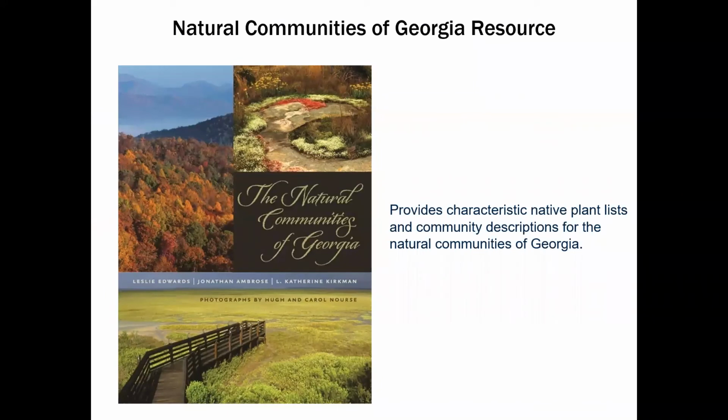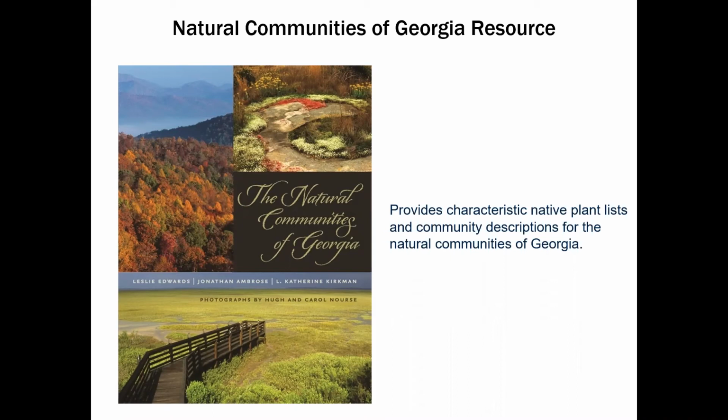There's a wonderful book called The Natural Communities of Georgia. It's big, it's a hardback book, quite extensive. It's a tremendous publication. Regretfully, it is somewhat expensive, but it provides characteristic native plant lists, characteristic native plants that are occurring in specific native plant communities of Georgia. So when you look at coastal plain or maritime communities of Georgia in the book, they will provide you specific characteristic native plants that occur within those native communities.